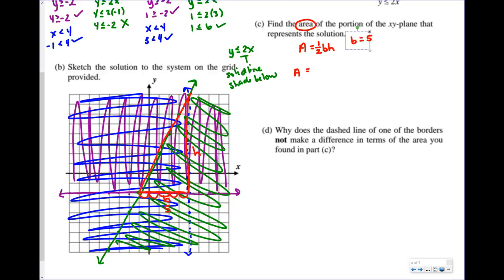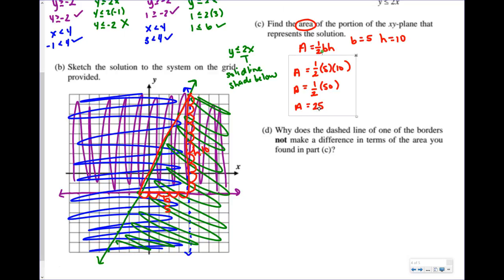And my height, I'm going to count again. 1, 2, 3, 4, 5, 6, 7, 8, 9, 10. My height equals 10, and now I can just plug this into the formula. 1/2 times 5 times 10. So I get an area of 1/2 times 50, and my area is 25.